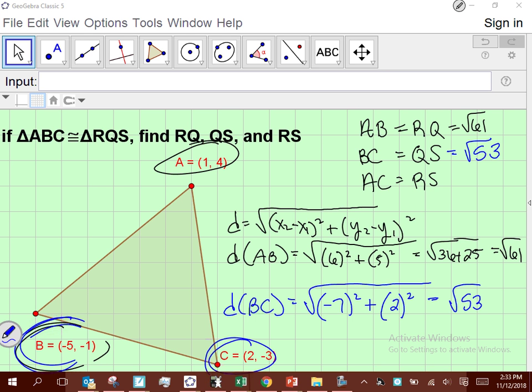But hopefully you appreciate this type of problem and realize this little argument here is the only thing that is new to the process. In addressing how to find RQ, QS, and RS, we're using old geometry, which hopefully by this time we've understood and we can use anytime we need to. And that's going to happen over and over and over again throughout the year.